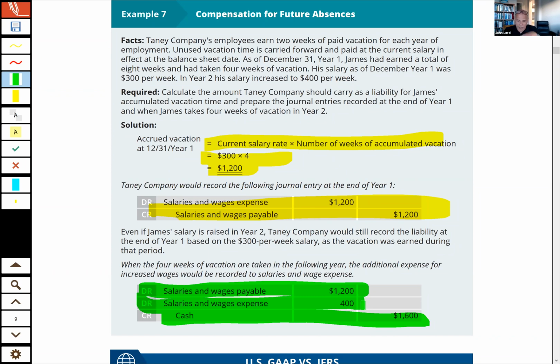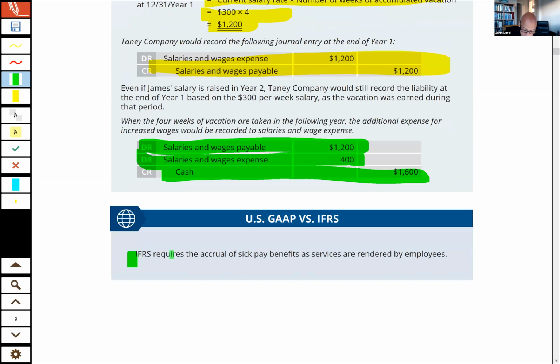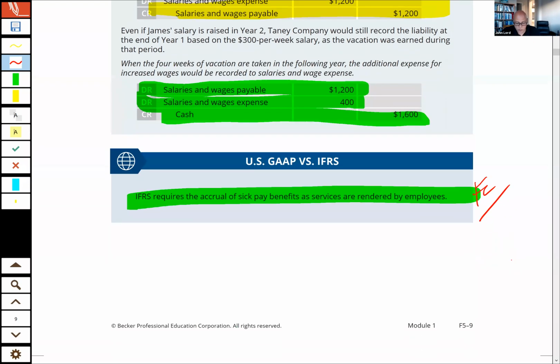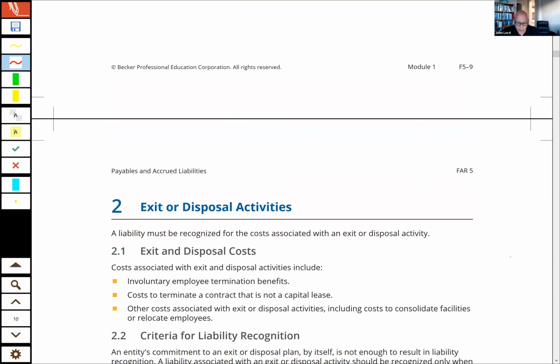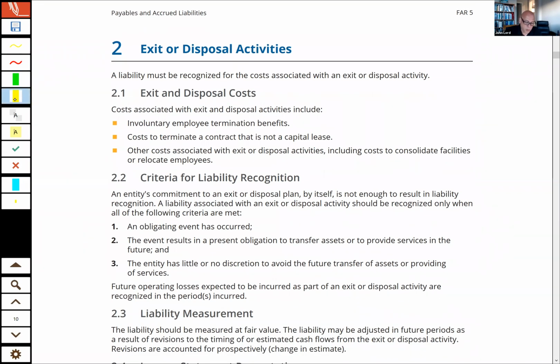So you don't have to go back and say, well, wait a minute, my liability wasn't that because I didn't know I was going to cut this dude's pay. It doesn't work that way. You just go forward with that new estimate. Okay, good. IFRS says you got to accrue sick leave. We haven't spent a lot of time comparing IFRS to US GAAP, but it won't hurt to flashcard that if you want to. A lot of straightforward stuff here, guys, but let's talk about exit or disposal activities.